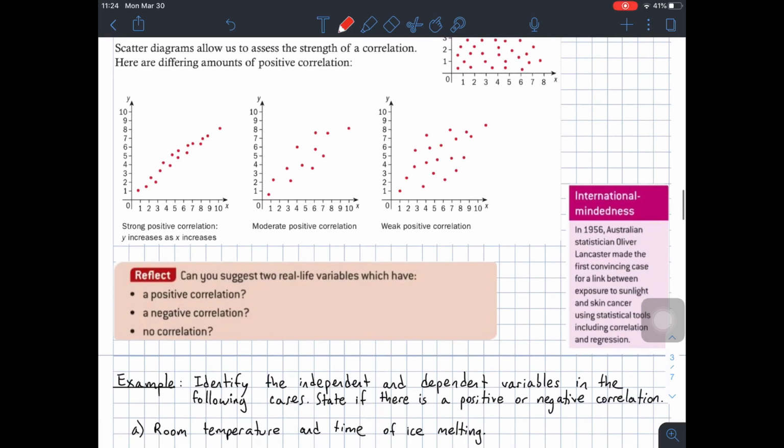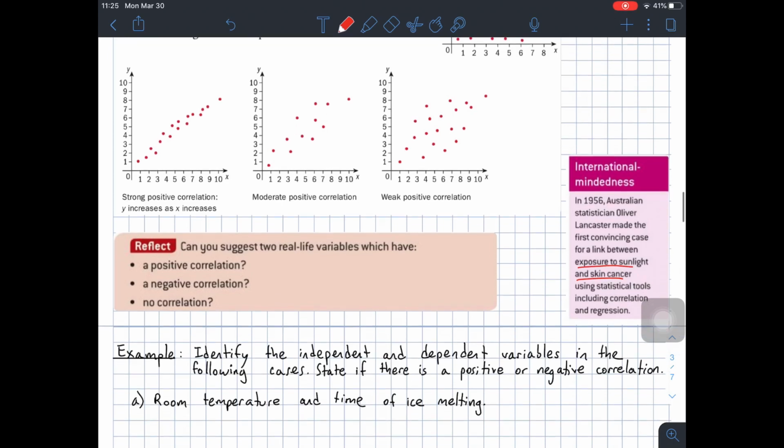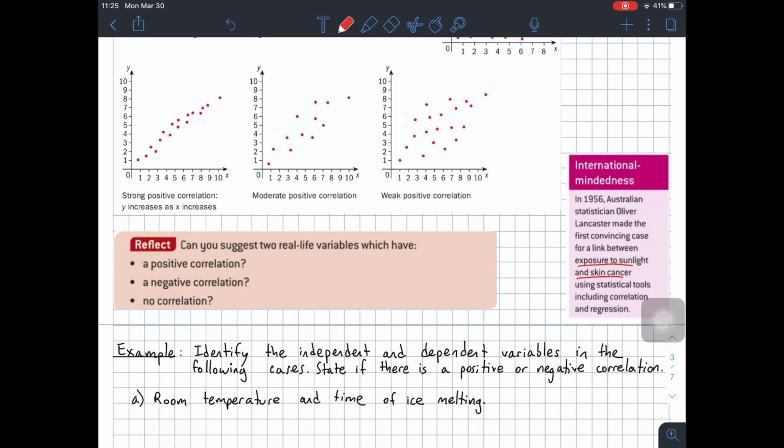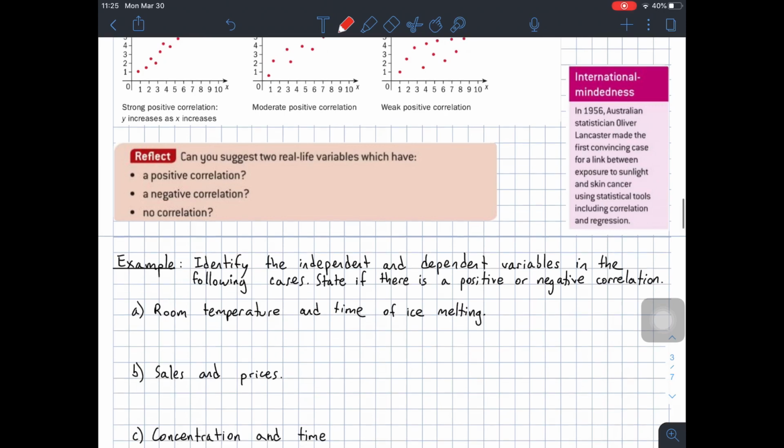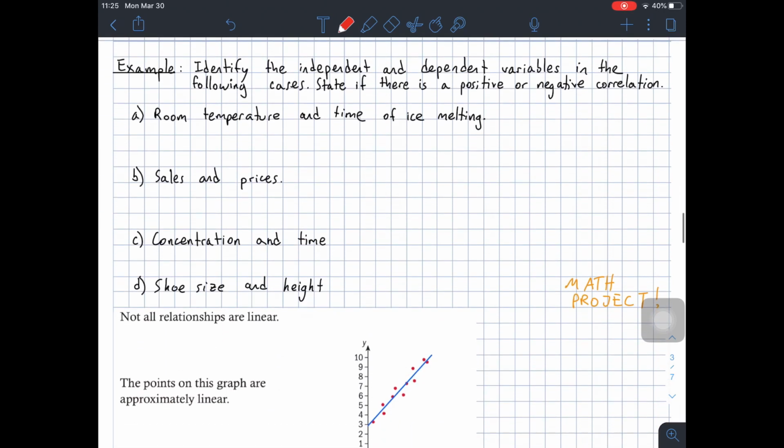Then we have this international mindedness, just for cultural knowledge. It says in 1956, Australian statistician Oliver Lancaster made the first convincing case for a link between exposure to sunlight and skin cancer, using statistical tools, including correlation and regression. So you see how important this tool might be in order to solve important life issues, right? This is a very good application of correlation and regression. Okay, let's continue with this.